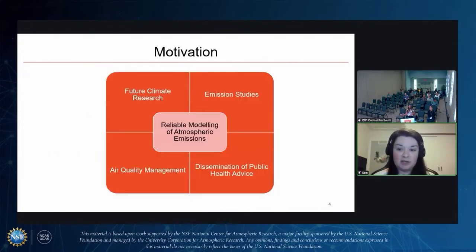This represents a huge opportunity for us to use this data and compare it to model outputs and see how well these models do at producing the emissions and the concentrations in the atmosphere during this very extreme smoke event. This would obviously help with future climate research and emission studies, as well as assist in air quality management and the dissemination of public health advice from stakeholders of this project.